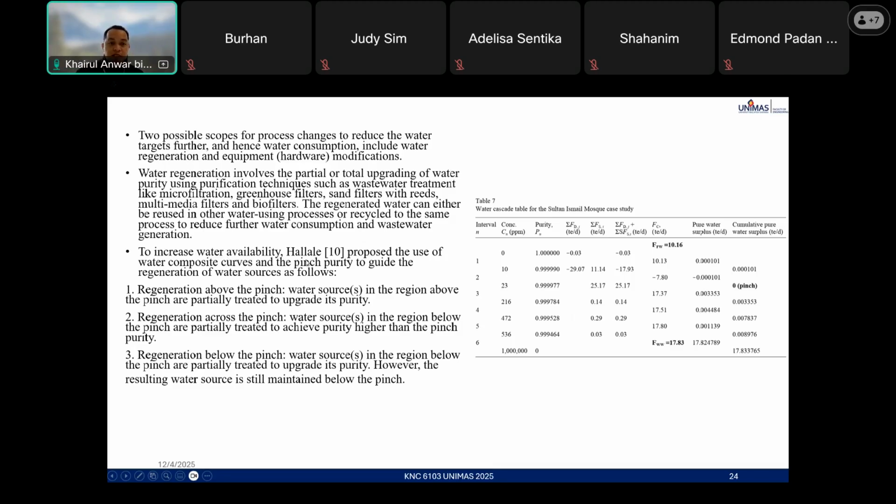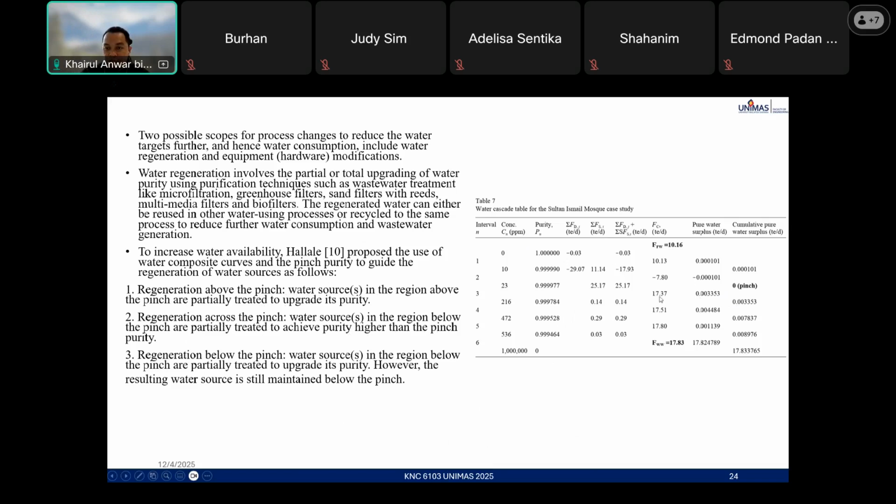To increase water availability, finally, propose the use of water composite curve and the pinch purity to guide the regeneration of water source as follows. This is the rule by Hallale. Regeneration above the pinch: if we regenerate 7.8 here, water source in the region above is partially treated or upgraded in purity. Regeneration across the pinch: water source in the region below the pinch is partially treated to achieve purity higher than the pinch purity.